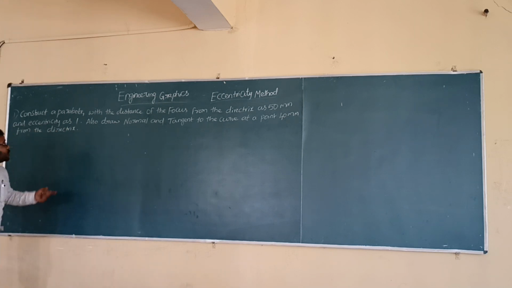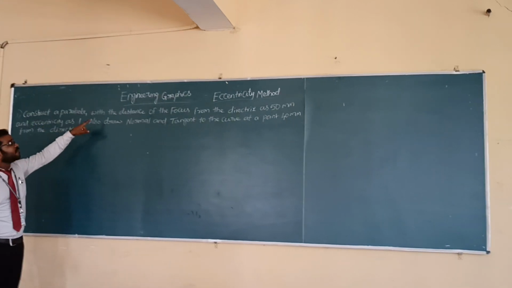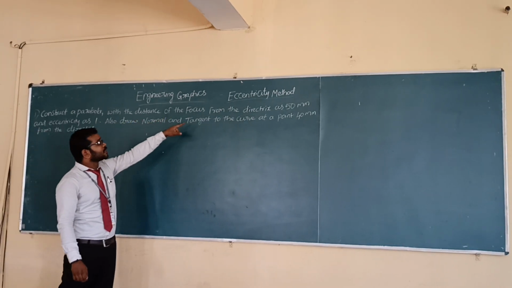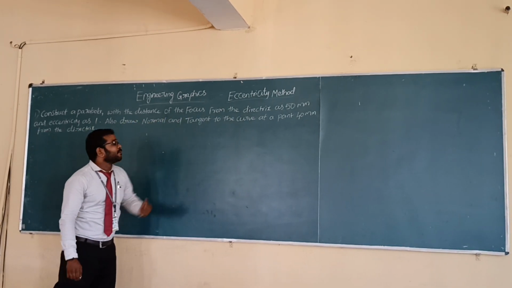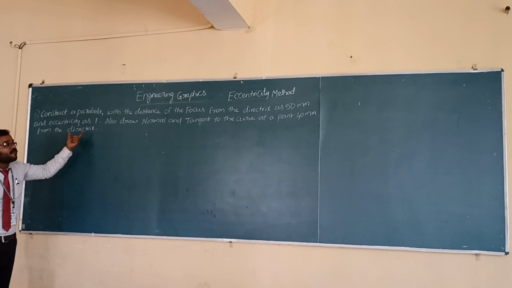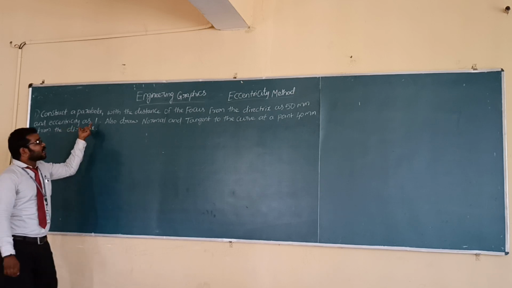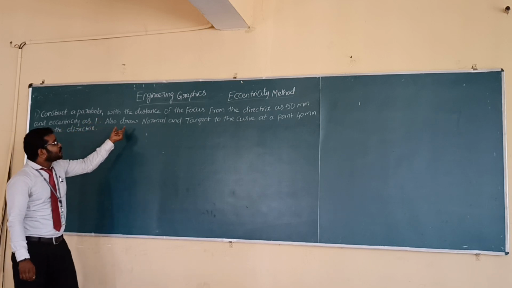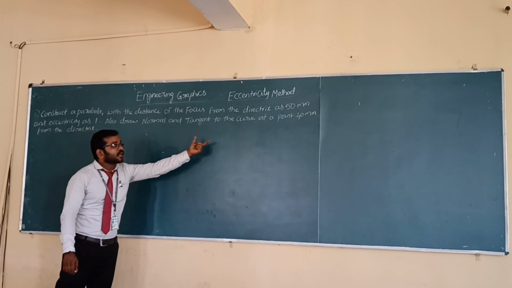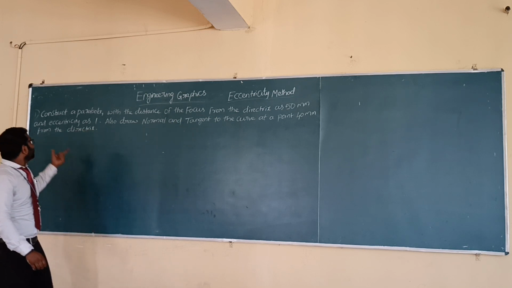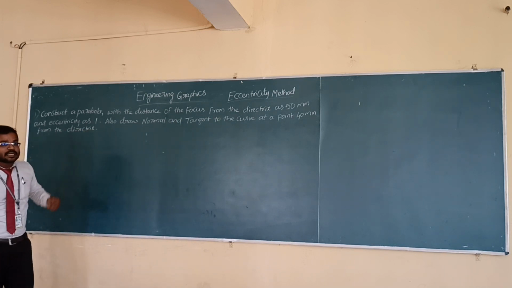Okay, so this is a question. Construct a parabola with the distance of the focus from the directrix as 50 mm, and the eccentricity of the parabola equal to 1 is also given in the problem. Also draw the normal and tangent to the curve at a point 40 mm from the directrix. Okay, this is the question.